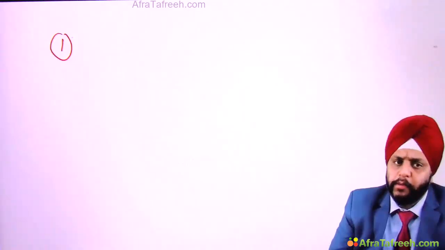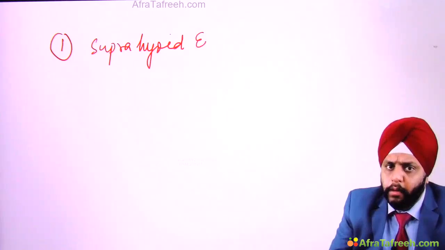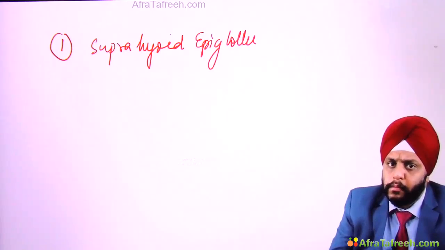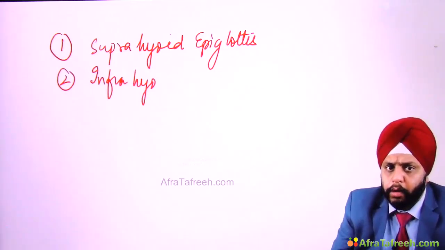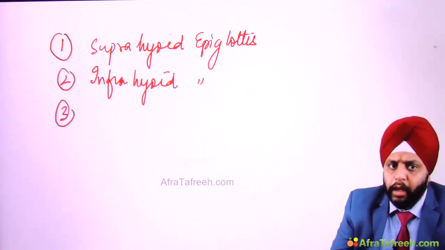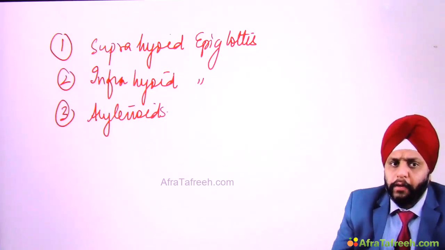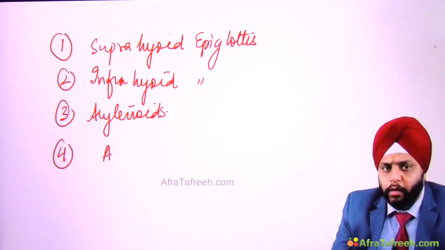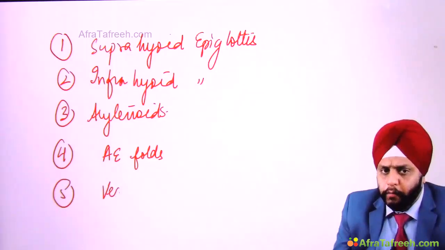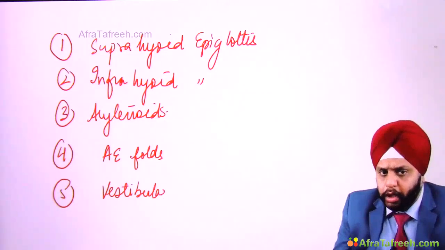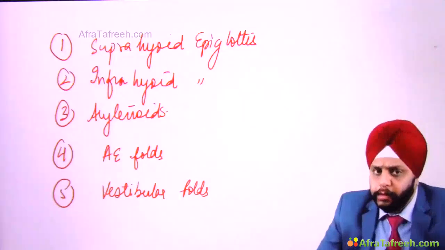The 5 subsites for CA supraglottis are: number 1, suprahyoid epiglottis. Number 2, infrahyoid epiglottis. Number 3, the pair of arytenoid cartilages. Number 4, we have the pair of aryepiglottic folds, one on each side. And number 5, we have a pair of vestibular or ventricular folds. So these are the 5 subsites. Any one subsite is T1.